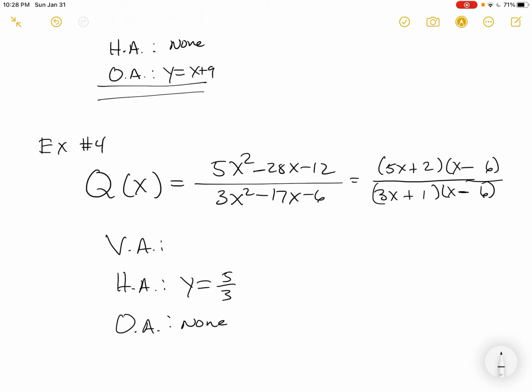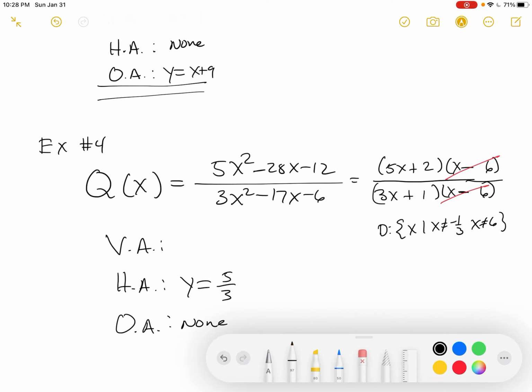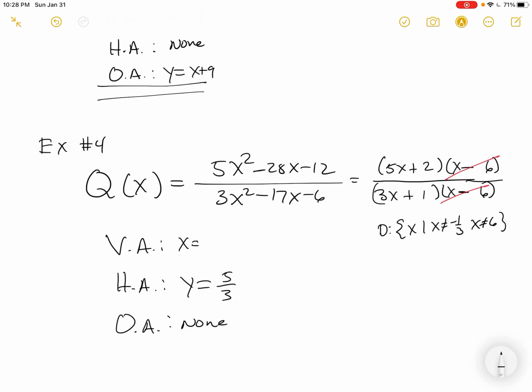So why is that important? Because they wanted one more time to illustrate that the domain still would be the set of all x's such that x does not equal negative 1/3 and x does not equal 6. Don't rule out the 6 only because it crosses out. It does cross out for how the graph behaves. It just has a hole at 6. And so we're looking for only one vertical asymptote. We only have one. And that vertical asymptote is at x equals negative 1/3 if we solve that for x. That's what's going to make that thing 0.